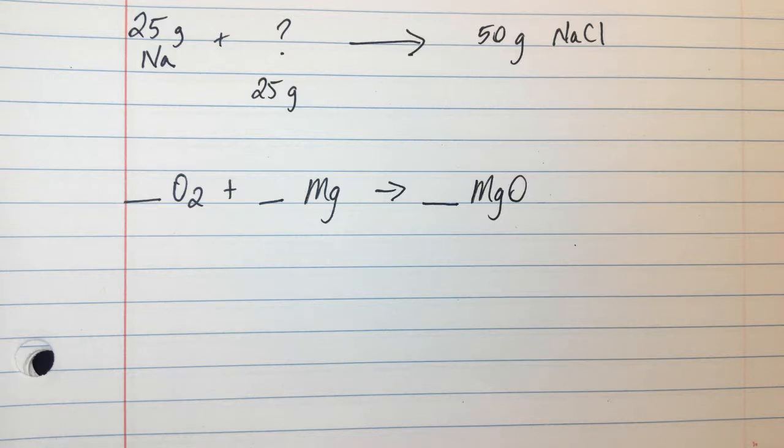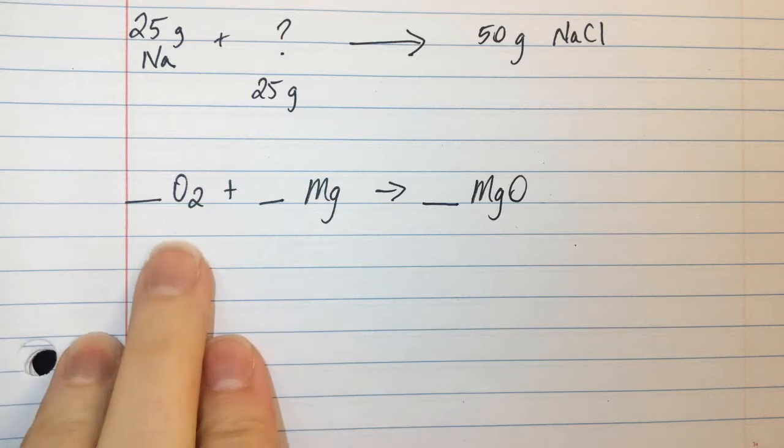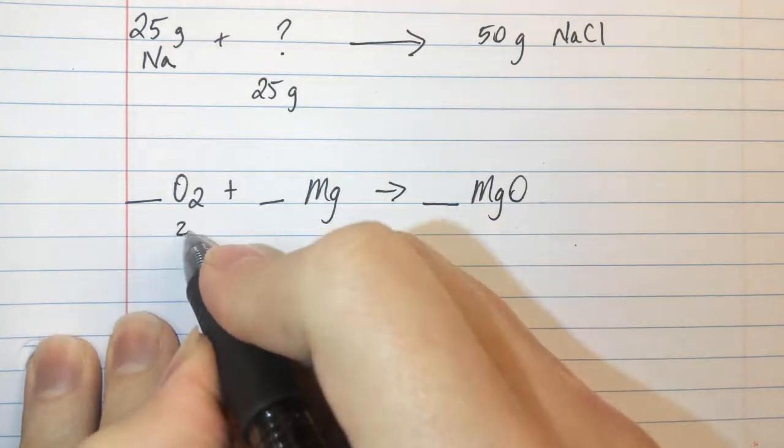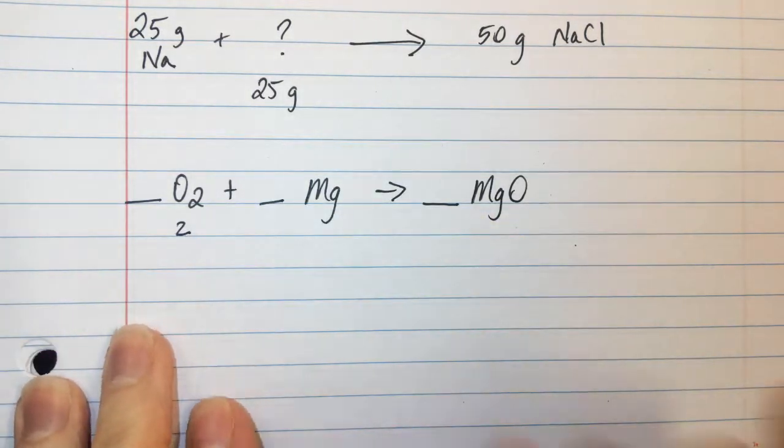And the first thing we need to do is make sure that it fits the law. And the law tells us what we start with, we have to end with. Okay? So to check that out, we're going to count our atoms. How many oxygens do I have right here in this formula? 2. Let me do that in pink.